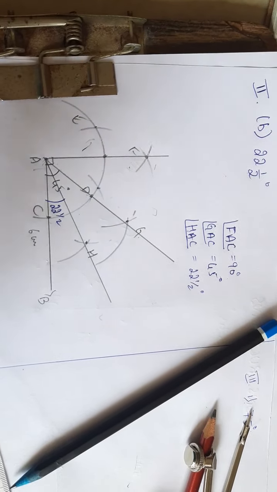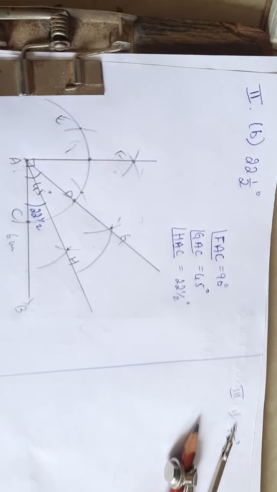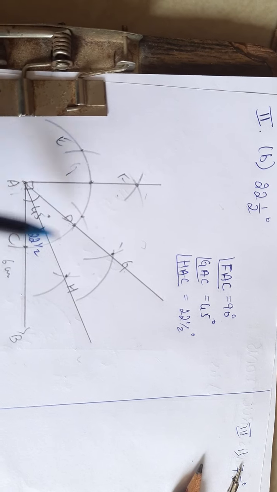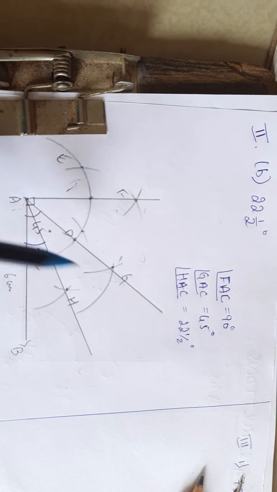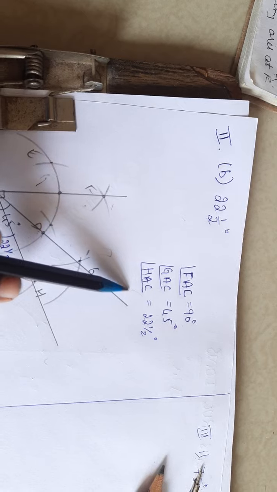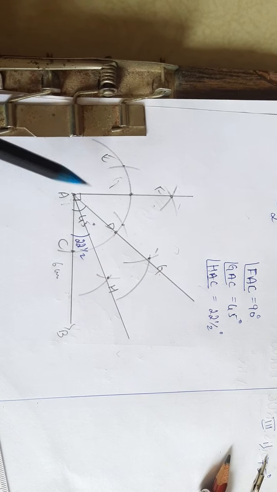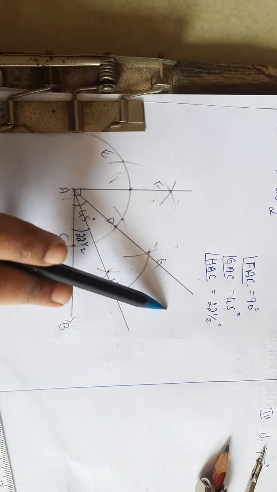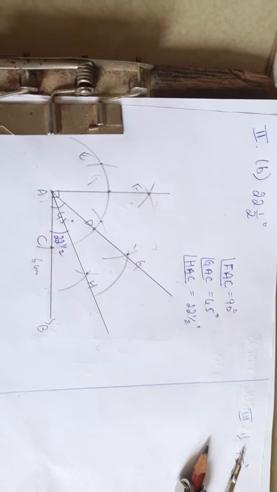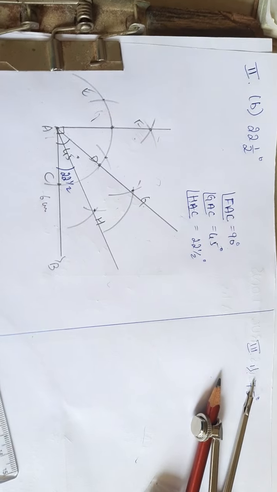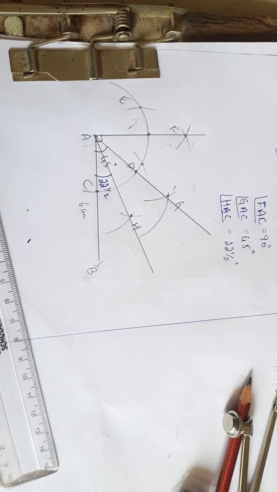Like this, join AH. So, not to confuse you, I have written with the help of pen. Now I got angle HAC, which is half of 45 degrees, since I drew the angular bisector for angle GAC, children. Angle HAC is what? 22.5 degree, which is the required answer. Like this we have done the construction.